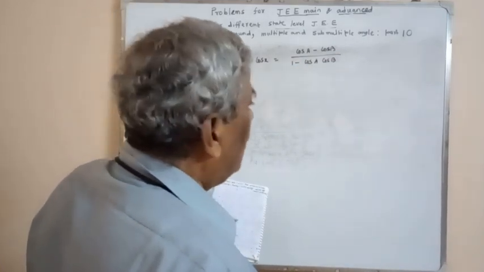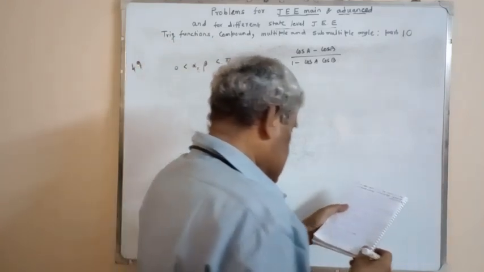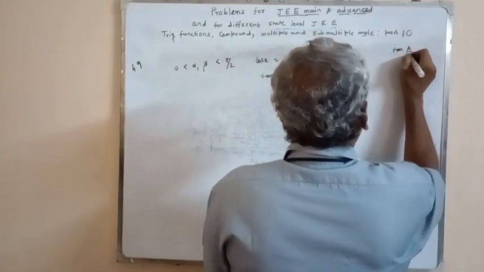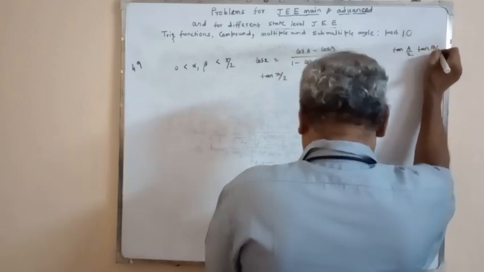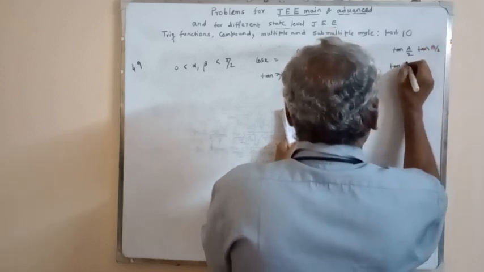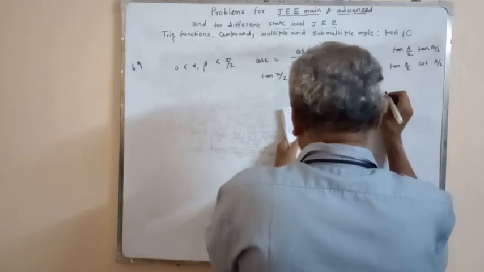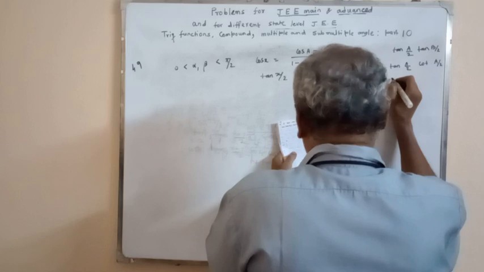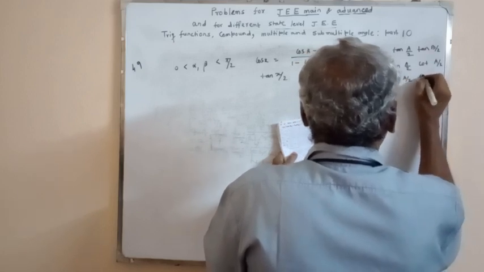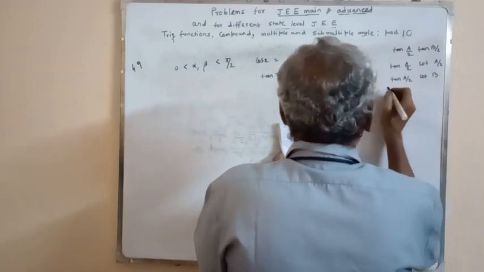Then the value of tan x by 2, how much? And the options are tan A by 2 tan B by 2, tan A by 2 cot A by 2, then tan A by 2 cot B, and the last option is tan A by 2 cot B by 2.